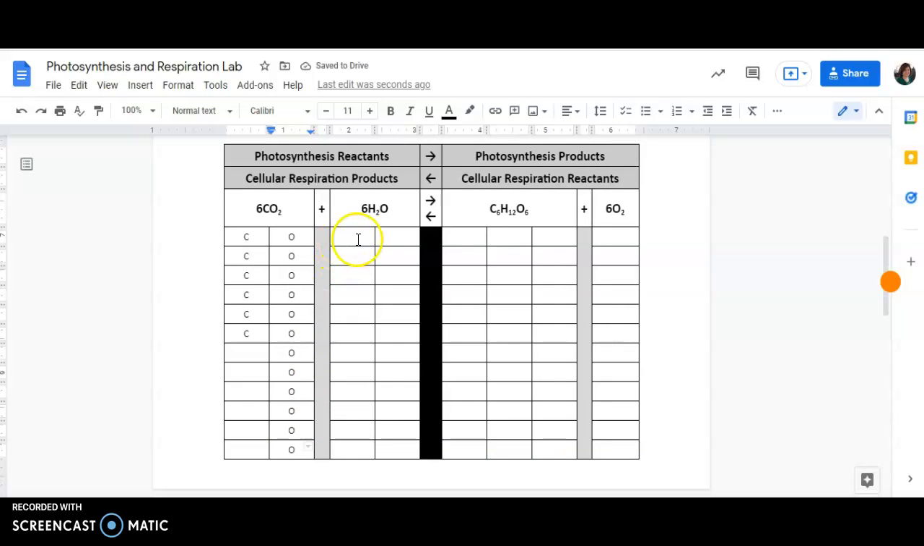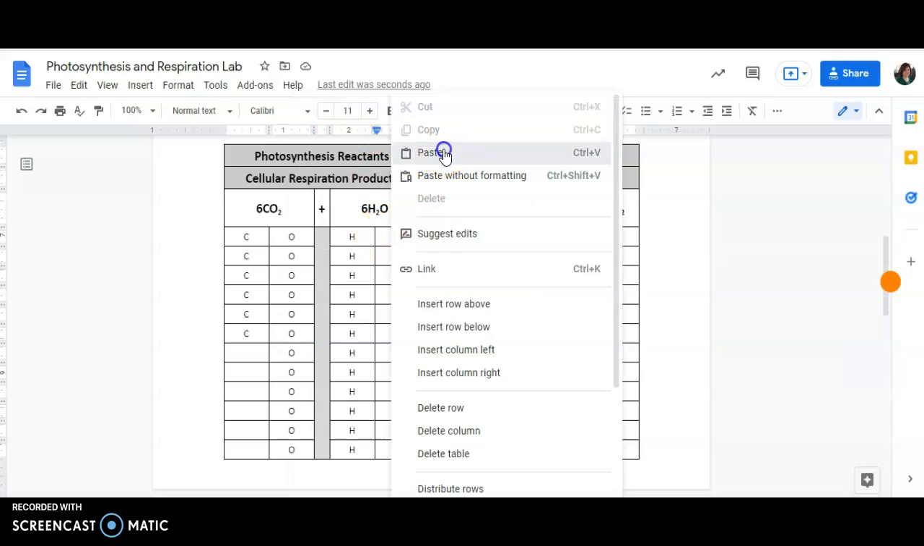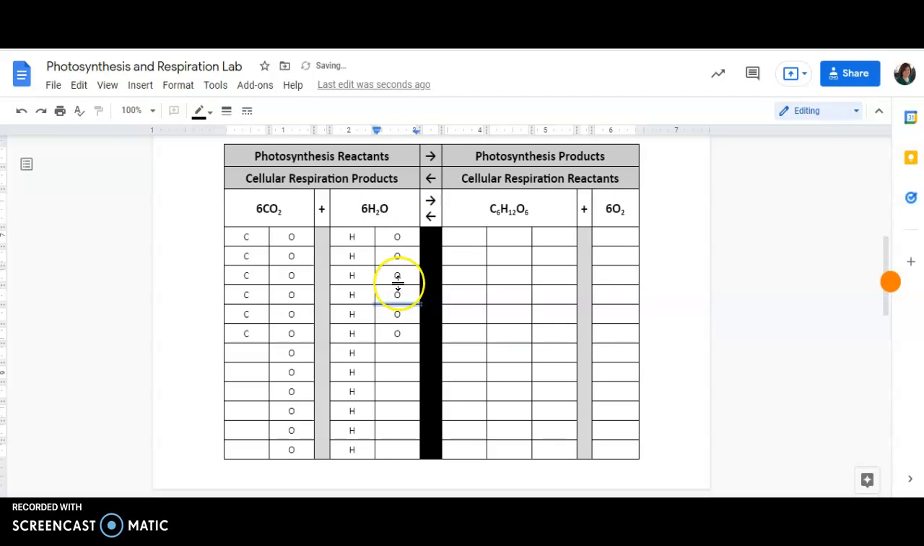Okay? Move over to my water. 6 times 2 is 12. So again, I have 12 H's here. And there's not a number after the O here, so 6 times 1 is 6. There's 6 O's there, and I'm just going to grab these so I don't have to retype it. And there's 6 of those.